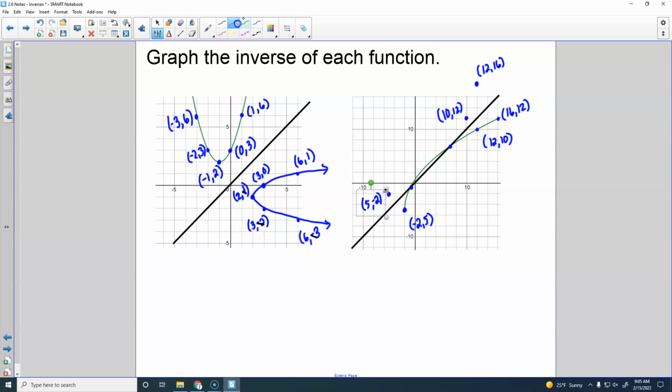So, let me actually do these. Let me do these in different colors, my new ones. These points right here are going to be my inverse points. So if I'm going to draw that in, I can kind of mirror what I see here. And it gives you some points of reference there for your graph.